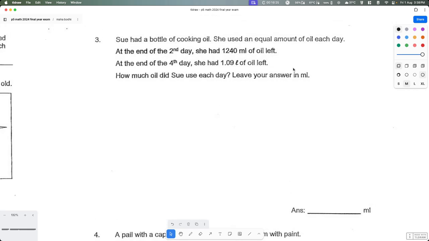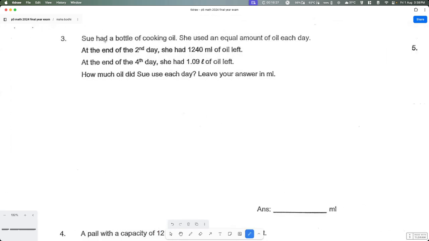Question number 3. Sue had a bottle of cooking oil. She used an equal amount of oil each day. At the end of the second day, she had 1,240 milliliters of oil left. And then on the fourth day, she had 1.09 liters of oil left. How much oil did Sue use each day?